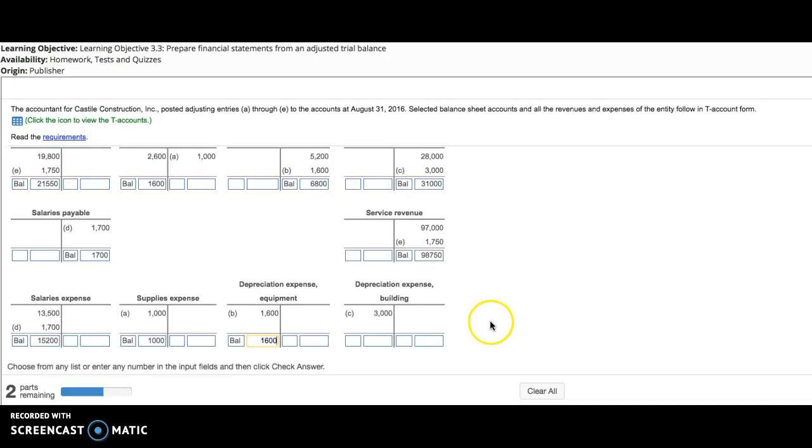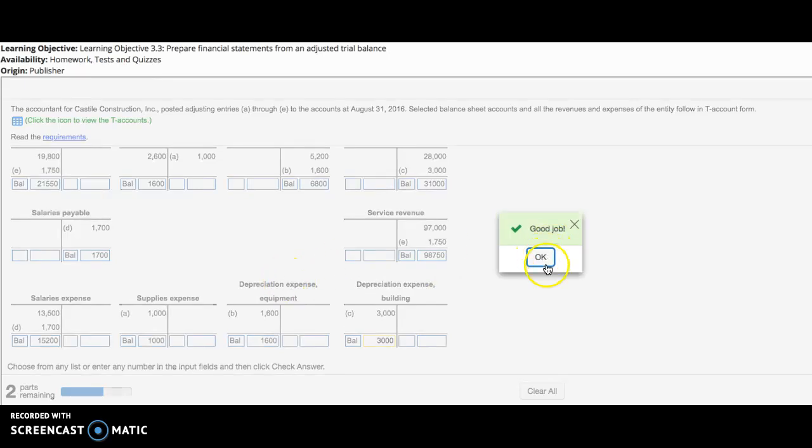And finally, debit balance of 3,000. Okay, pretty straightforward here. We're posting our adjusting entries to our general ledger or our T accounts here. Check our answer. All right, we got it right.